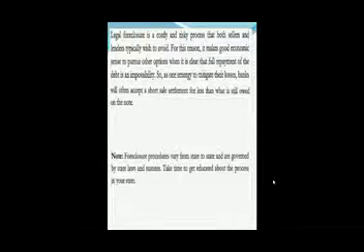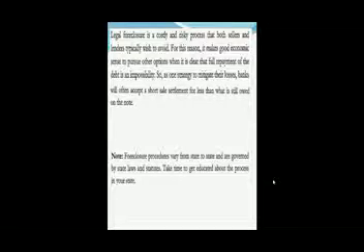Legal foreclosure is a costly and risky process that both sellers and lenders typically wish to avoid. For this reason, it makes good economic sense to pursue other options when it is clear that the full repayment of the debt is an impossibility. So, as one strategy to mitigate their losses, banks will often accept a short sale settlement for less than what is still owed on the note.